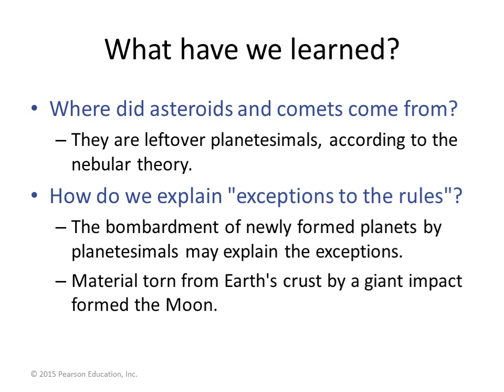And where did asteroids and comets come from? Well, they're leftover planetesimals according to the nebular theory. And how do we explain exceptions to the rules? Well, that may be due to many giant impacts, bombardment of newly formed planets by planetesimals. Material torn from the Earth's crust by a giant impact may have formed the moon.